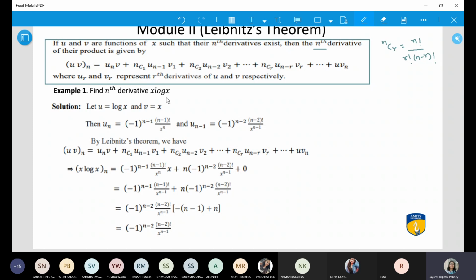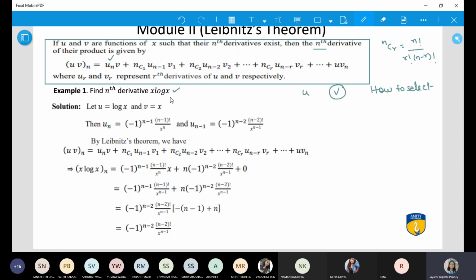Now let's try and understand how it is applied. The question is find nth derivative of x log x. Now in this kind of question, the one thing that you should always be careful about is to select which one is u for you and which one is v for you. When you are trying to find the nth derivative of u and v, how to select is important. Okay, so what we do, since we start with un, we try to select v in such a way that the function which is vanishing, we try to select that function as v.